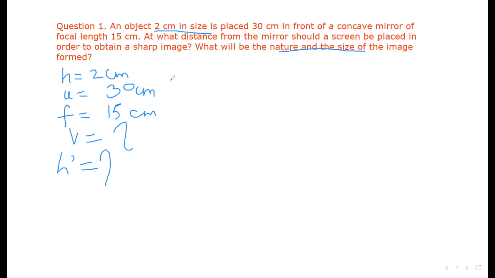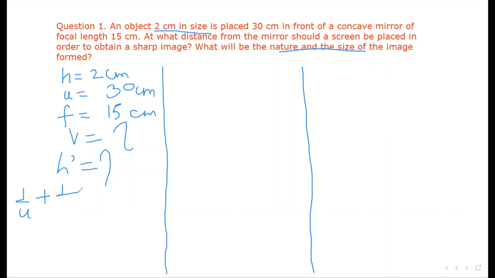What is the formula? First of all, we will divide our screen into 3 parts so that we can use the space here and write the formula, which is used for mirror numericals, that is 1 by u plus 1 by v equals to 1 by f. Now, before that, we have to consider what signs we have to take. So, h, height of object.